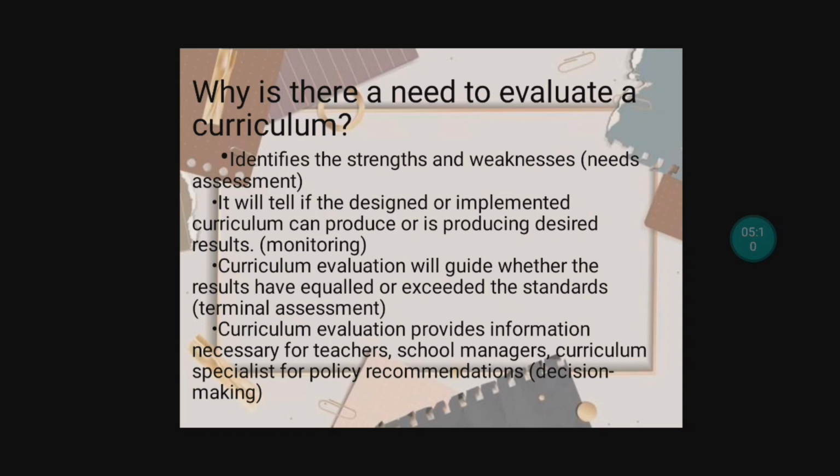So, why is there a need to evaluate a curriculum? So first, it identifies the strengths and weaknesses of an existing curriculum that will be the basis of the intended plan, this time for the implementation. So this is referred to as needs assessment. And this means that through curriculum evaluation, we'll be able to know how effective the curriculum is. And also, we will be able to know the strengths and weaknesses that will help us to make good or right planning decisions in order to improve the curriculum.